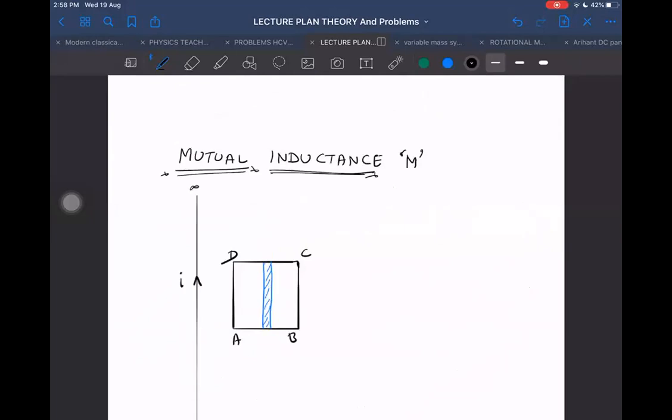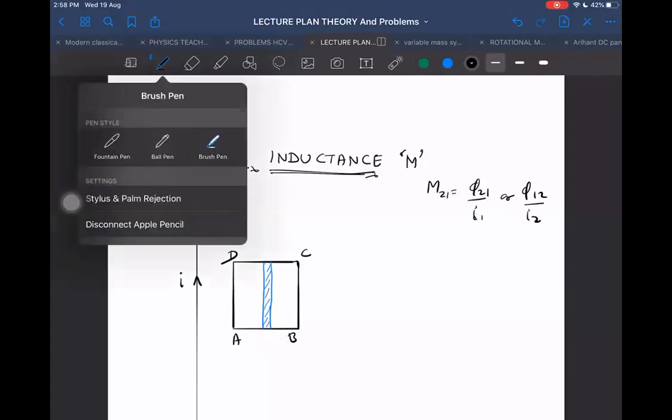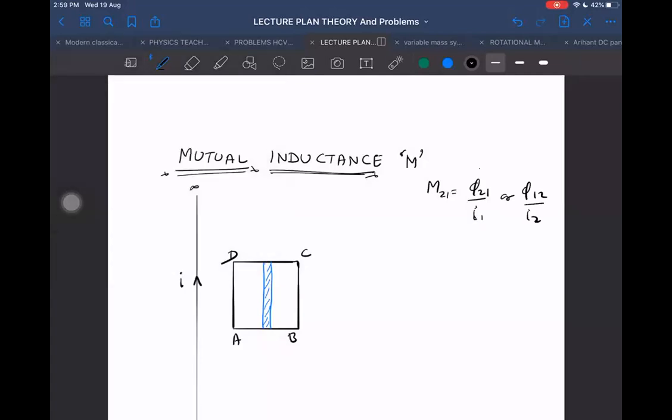So what will be the mutual inductance? I told you mutual inductance between 2 and 1 is flux in 2 due to 1 upon current in 1, or flux in 1 due to 2 upon current in 2. We have a choice, although both will be the same thing. I should take current in which loop? They will not give us current here. That current is going in the first loop. They may give it like this also. Current may be given in the second loop.